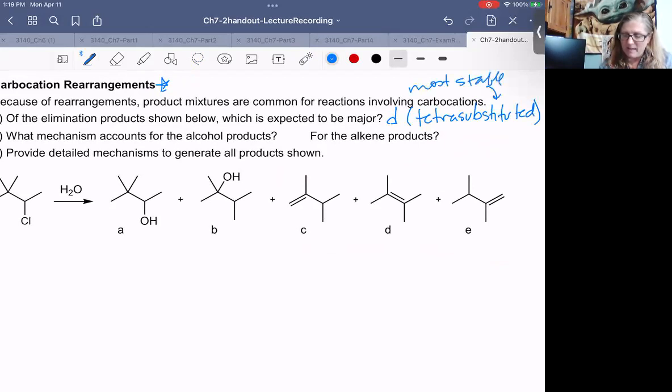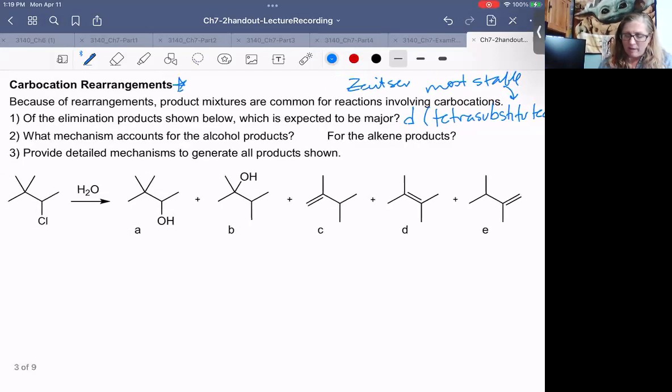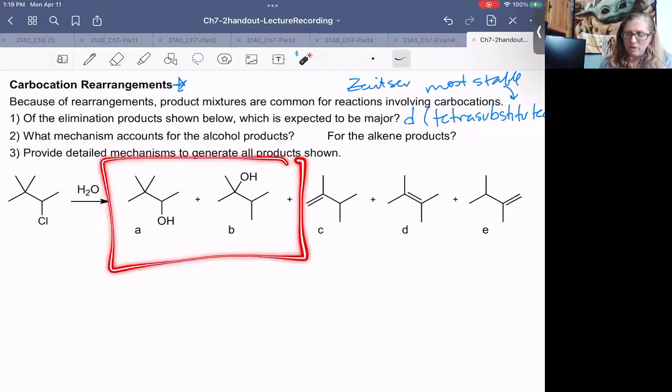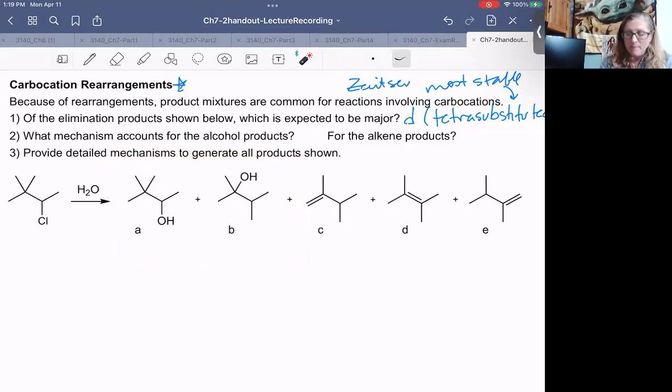Remember, we described that as Zaitsev's rule, and that's almost always what we expect for alkenes. The only exception to that is when we're doing an E2 with a strong bulky base like t-butoxide. Every other case, we're going to always try and get the most stable alkene possible. And what mechanism accounts for the alcohol product? So we call it an alcohol when we have an OH on a carbon chain. So that's referring to A and B. It's asking what mechanism do we use for that, and what mechanism do we expect for the alkene product?